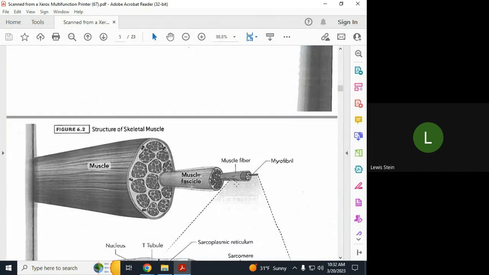Here's the muscle, here's the fascicle, here's the fiber, and the rods, this being stuffed with rods. It's like not the box, but that plastic package of pasta.